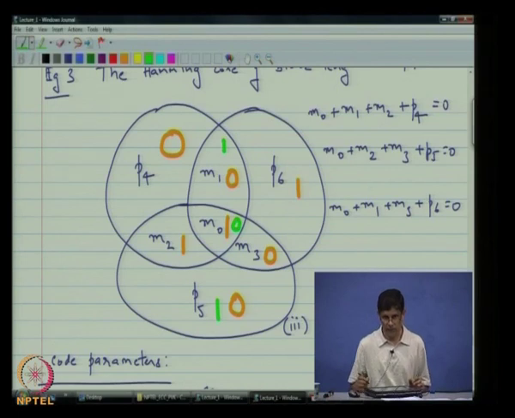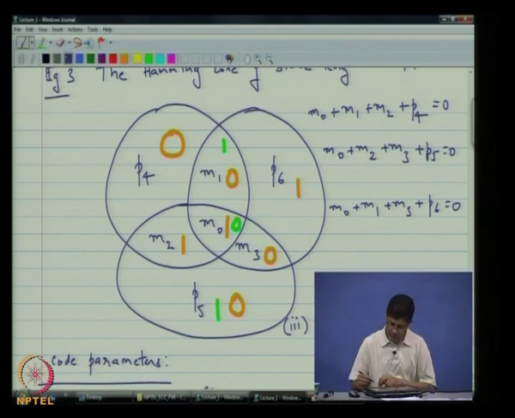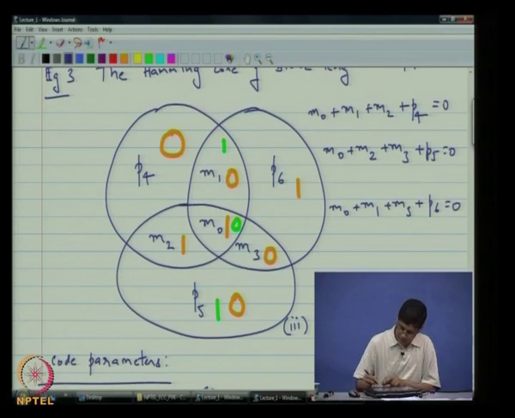Now, that is not a complete proof, but I will let you complete the proof on your own. There are other ways of showing it later on. So, we will just put down here for now that the minimum distance of the code is 3.